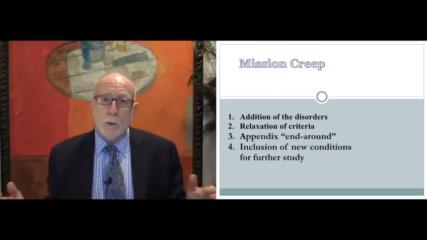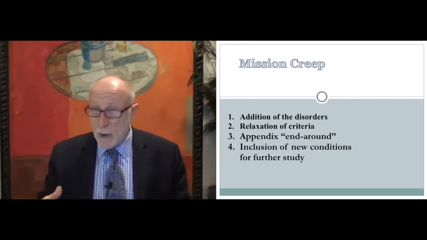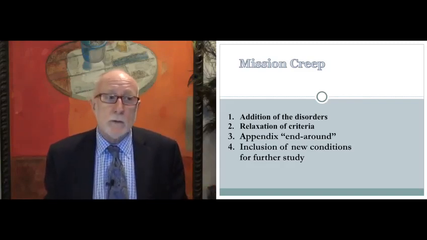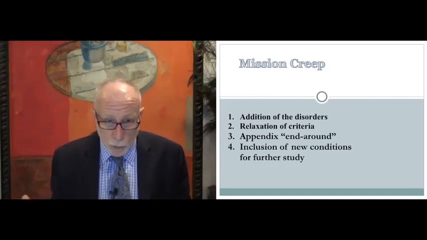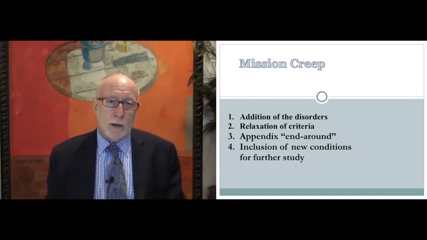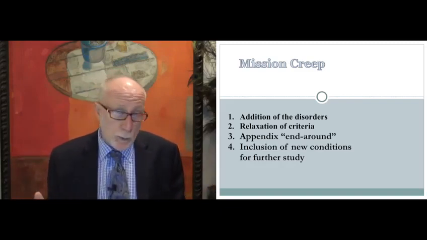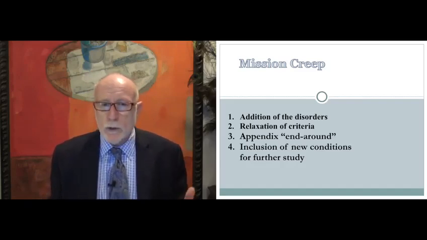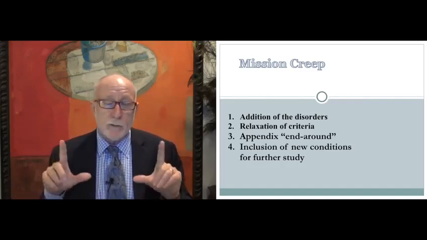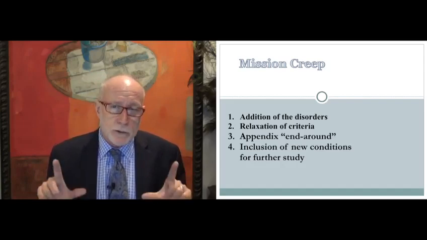A third way that you enhance the DSM-5's voracious appetite for pathologizing powerful and negative but normal human experience is that you create an appendix runaround, an end around. It used to be in DSM-3, 3R, 4, and 4TR that the only way you could get into the document was to land first in the conditions for further study.